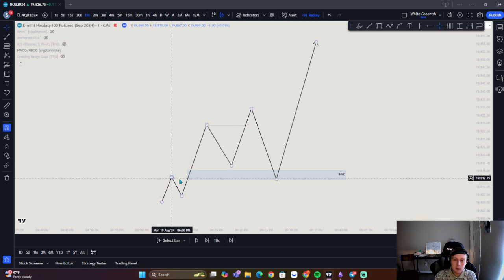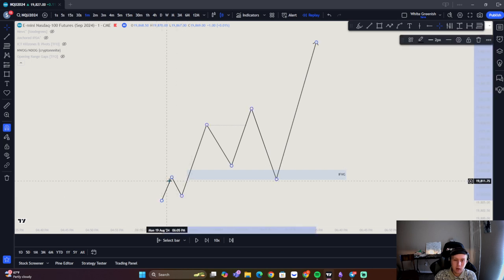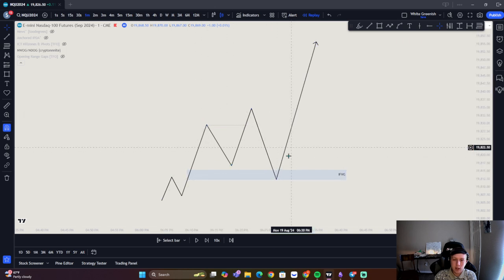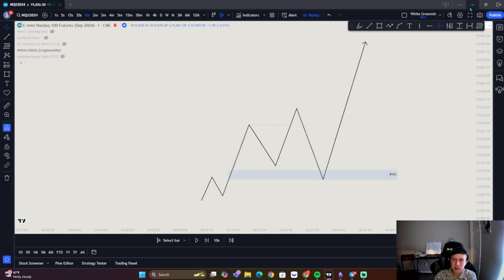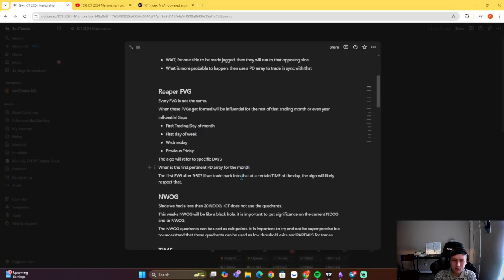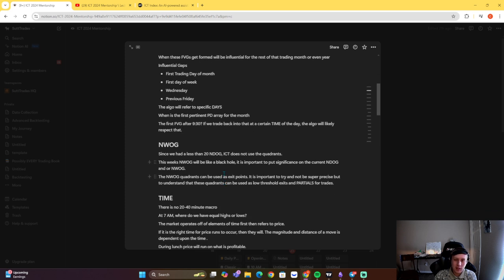But this is kind of my markup of the Reaper. You have a breaker here, and then you have a stop hunt that happens, and then you have a trade back into that inversion fair value gap into that breaker, and then we expand higher. So this is just a schematic that I've drawn from my current knowledge. Although I don't really use the Reaper, I never have, and I most likely won't unless he goes into a deeper study of that.